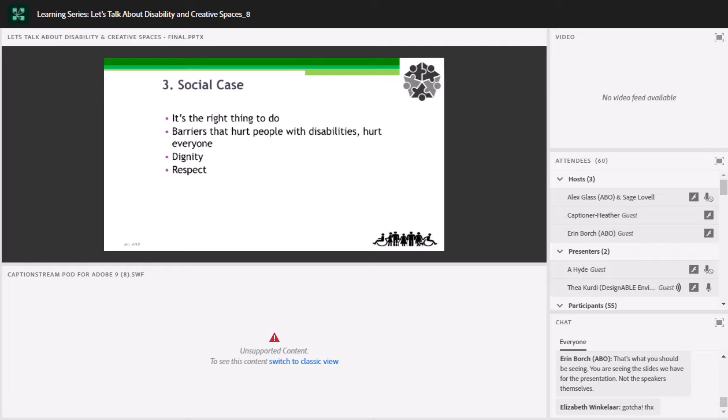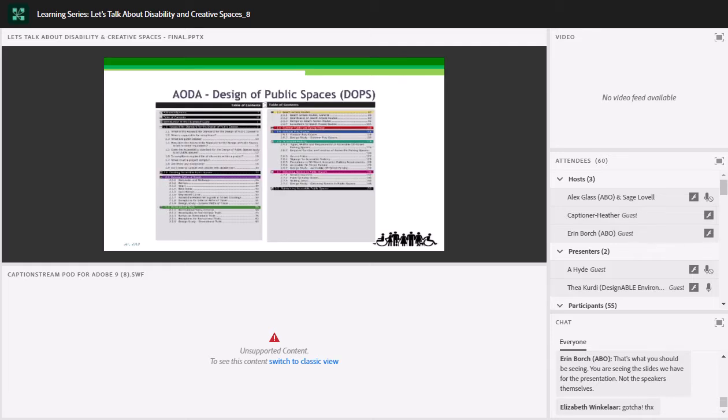So what's the last part of this analysis is thinking about the social case. Well, the social case makes a lot of sense, right? One, it's the right thing to do. Two, barriers that hurt people with disabilities or limit people with disabilities might hurt or limit anyone. And obviously, dignity and respect are integral to making sure that everybody can participate and enjoy.